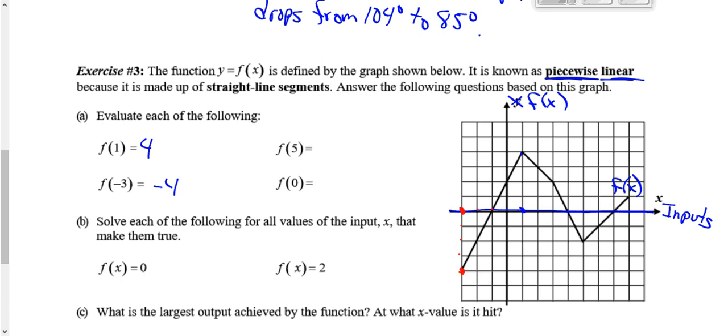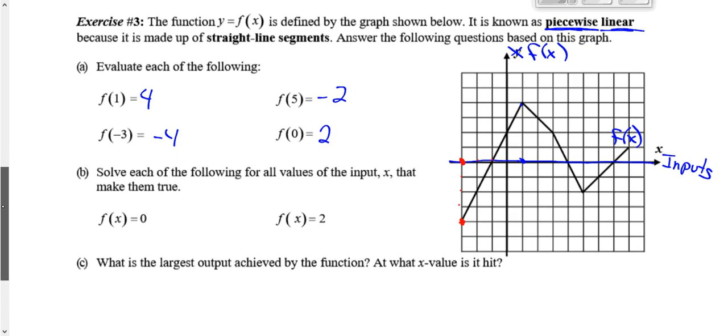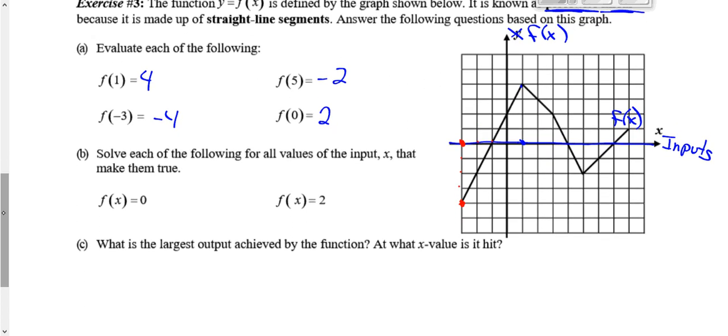How about f of 5? Negative 2. And f of 0? Positive 2. There you go. Okay. Now they want us to solve these. It's going to be easier because we don't have an equation to work through, right?